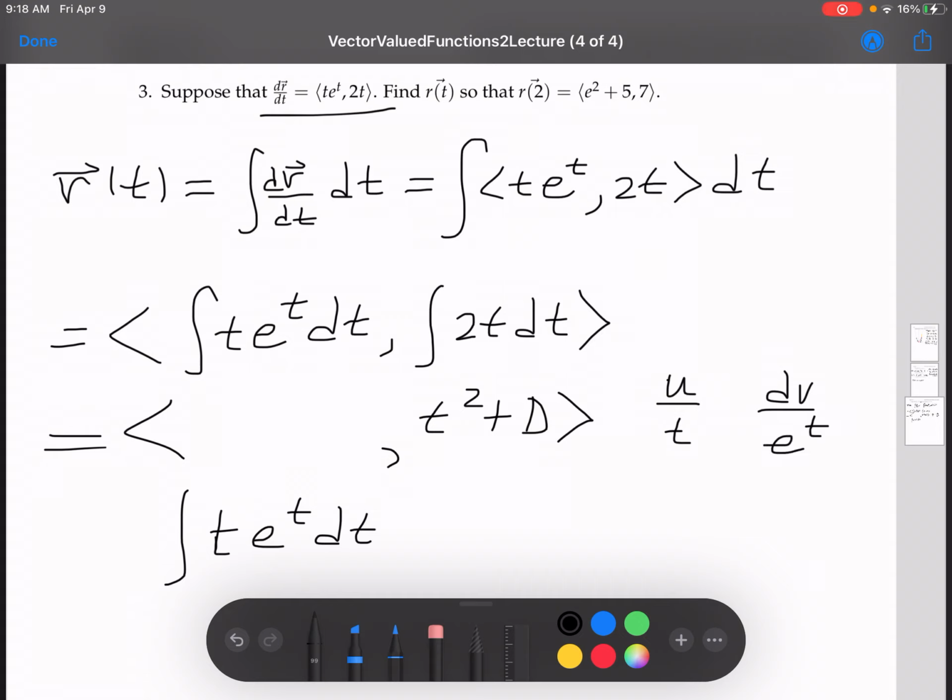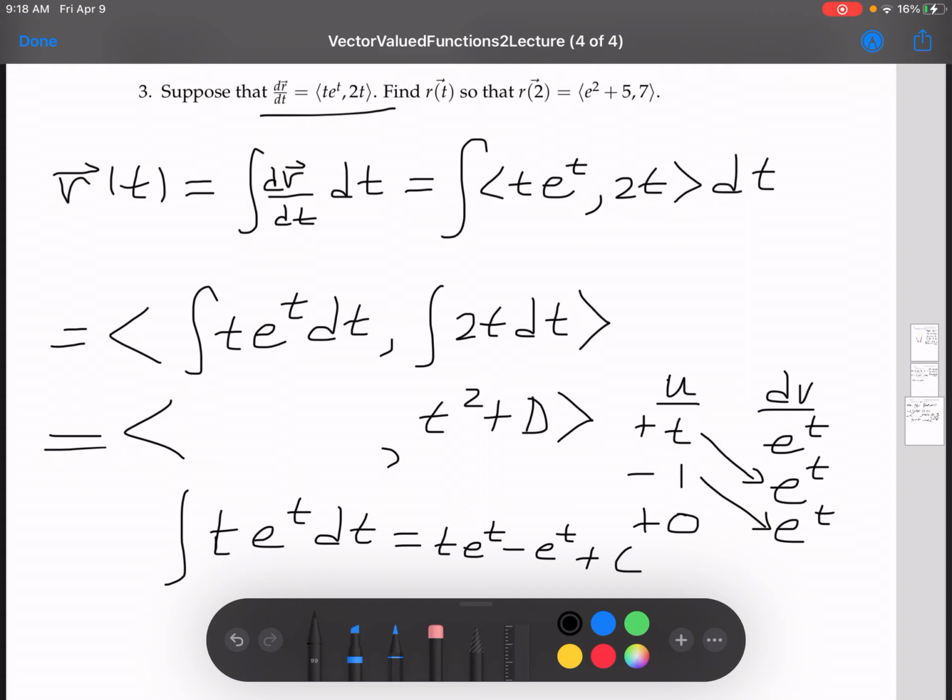The derivative of t is 1. The derivative of 1 is 0. So that's what I mean, eventually goes to 0 by multiple derivatives. Now over in the dv column, we got antiderivatives. Plus, minus, plus. And we see that the antiderivative of t e to the t dt is t e to the t minus e to the t plus our constant c. So let's put that in here. We have t e to the t minus e to the t plus c.